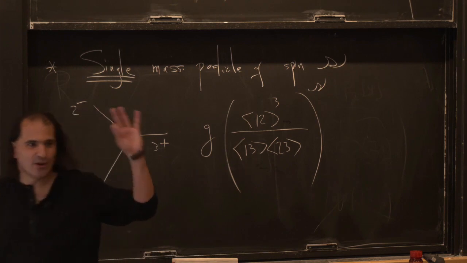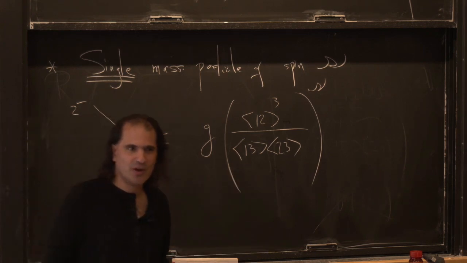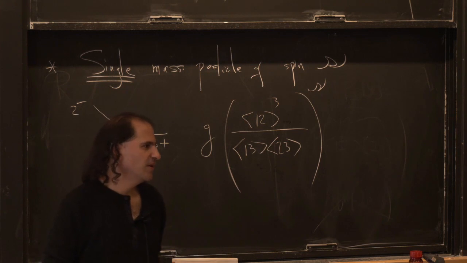Those poles, in the standard way of doing things, are associated with the existence of polarization vectors and all the rest of it. And this is something you could do as a very nice project if you want to look at this.